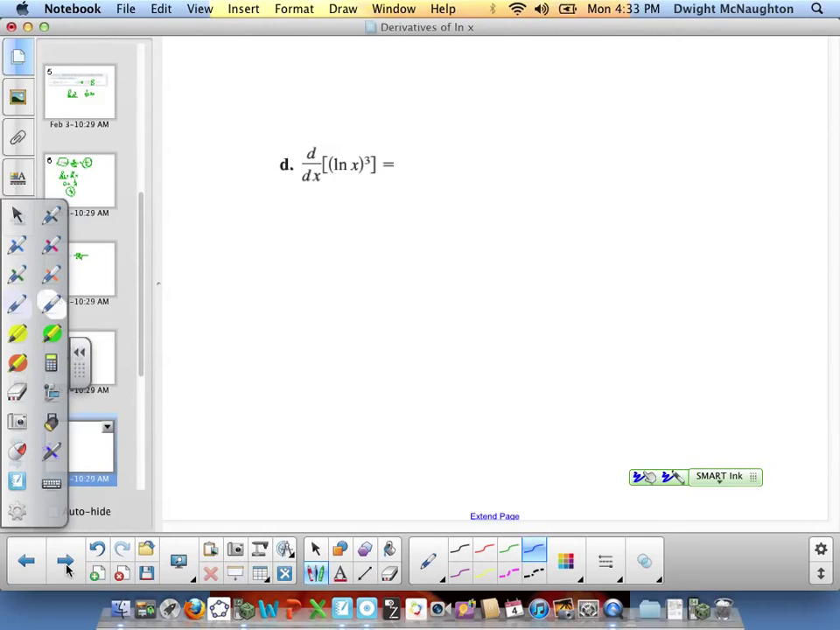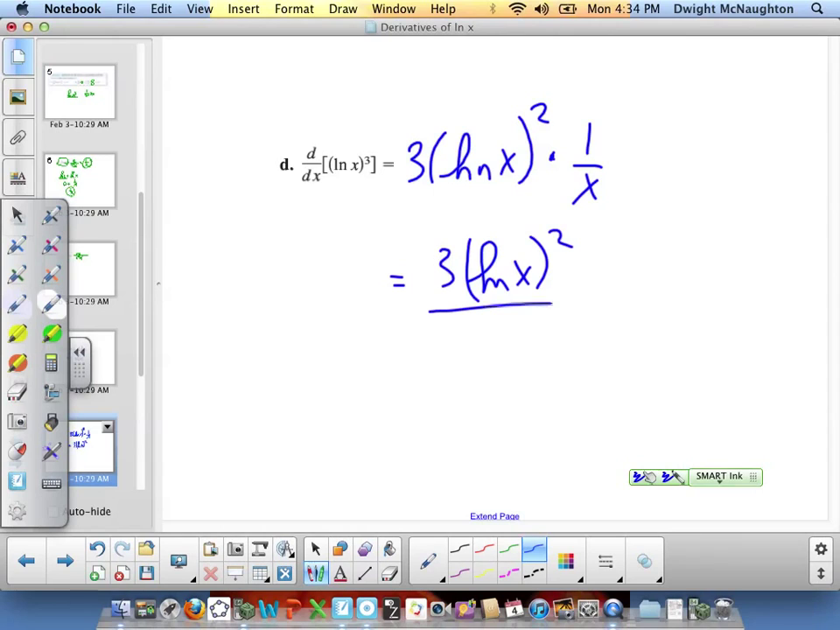And letter D, depending on how you want to look at it, we've got the natural log of x, quantity cubed. This is chain rule. We've got a function inside the function. So we're going to do the derivative of the outside function first, so that'd be 3 times the natural log of x squared, power down, times the derivative of what's inside, 1 over x. And you can simplify that: 3 ln of x squared over x.